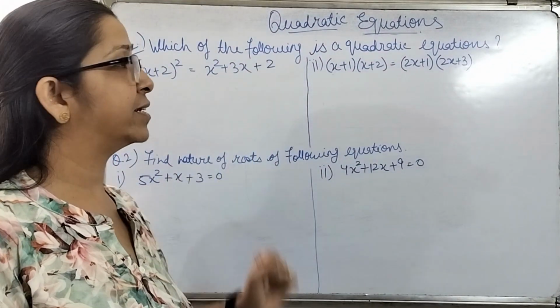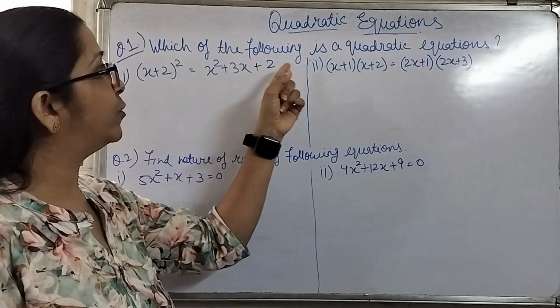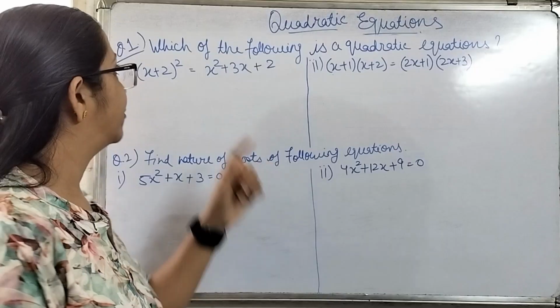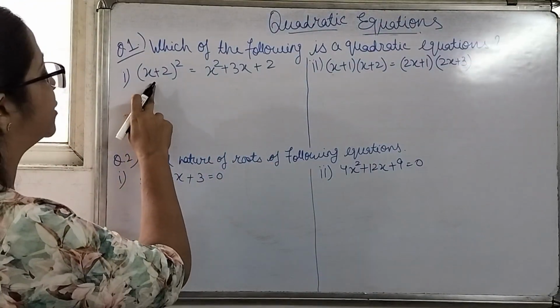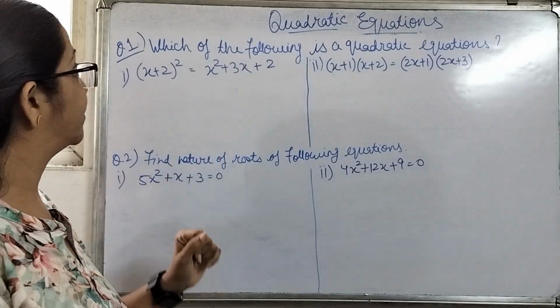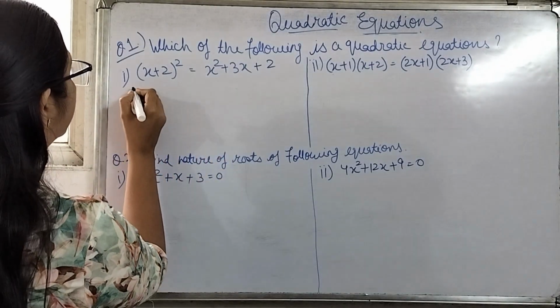Let's see some questions related to the concepts we have learned just now. Which of the following is a quadratic equation? So we need to solve it first. This is the first question. (x + 2) whole square is equivalent to x square plus 3x plus 2. It seems like it is a quadratic equation, so just check it out once.